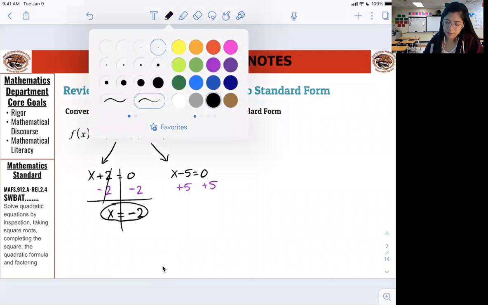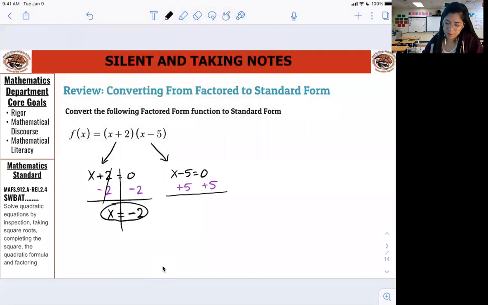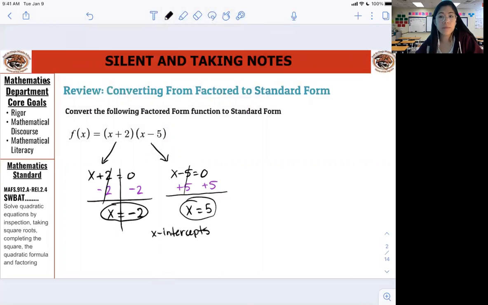That's how it works, yeah. You set each of them equal to 0 and then you solve for x. So I got x equals -2 and x equals +5. And those are my x-intercepts. This is all, we've learned this before.